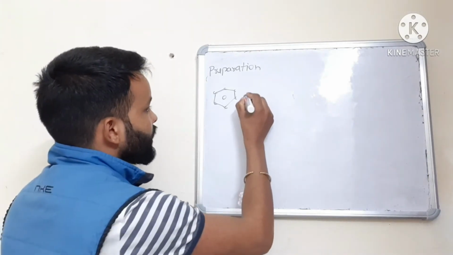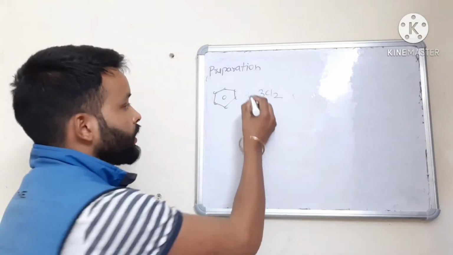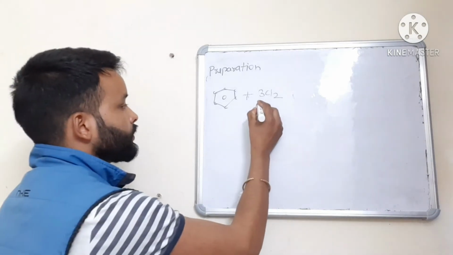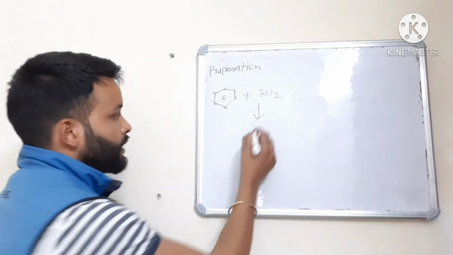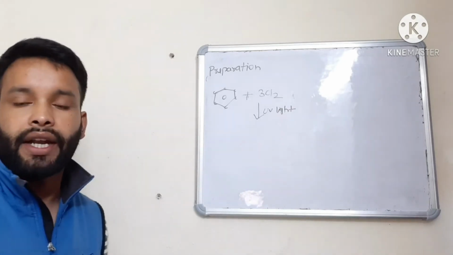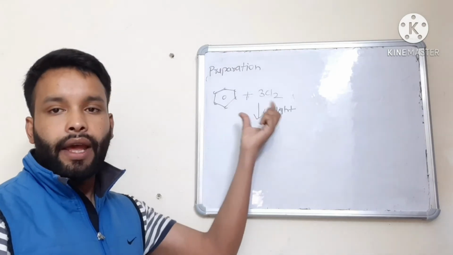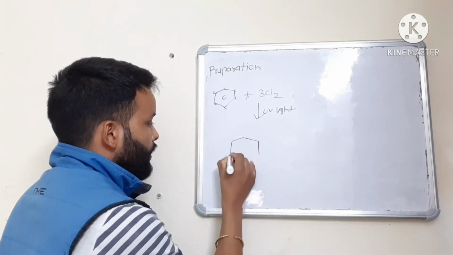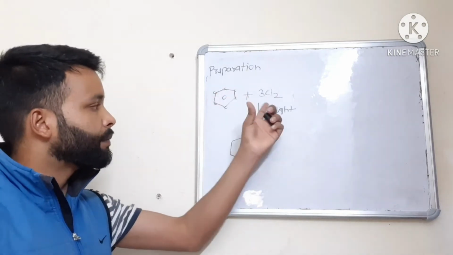So when benzene is treated with 3Cl2, 3Cl2 means how many chlorine atoms? 6 chlorine atoms. Total 6 chlorine atoms we have. This reaction is done in the presence of ultraviolet light, benzene and chlorine in the presence of UV light. So in all carbon positions, hydrogen is replaced by chlorine.